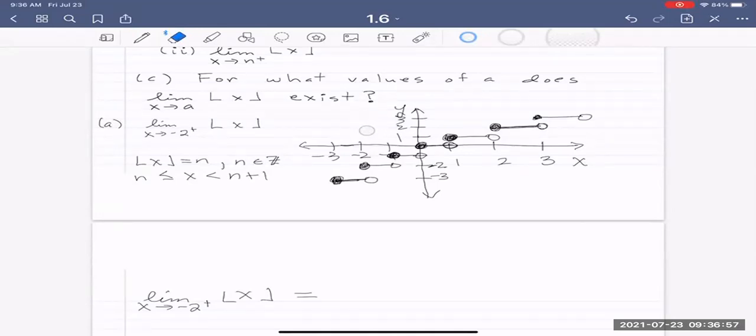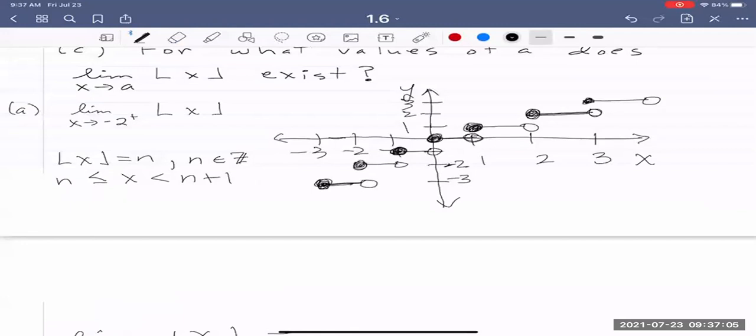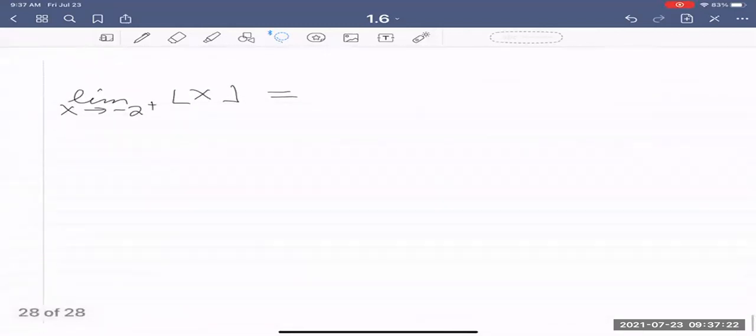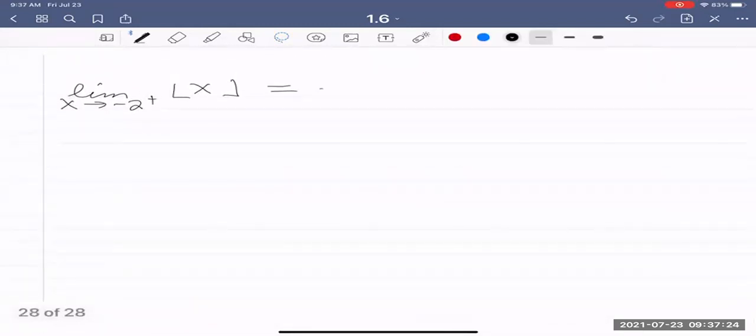So I'm approaching this -2 from the right. So I'm coming from this side. Well, for every value on this side, my function just looks like it's always equal to -2. Therefore, the limit must equal -2, because for all values of x near -2, but greater than -2, the floor is equal to -2. So therefore, the limit is -2. And you're done.